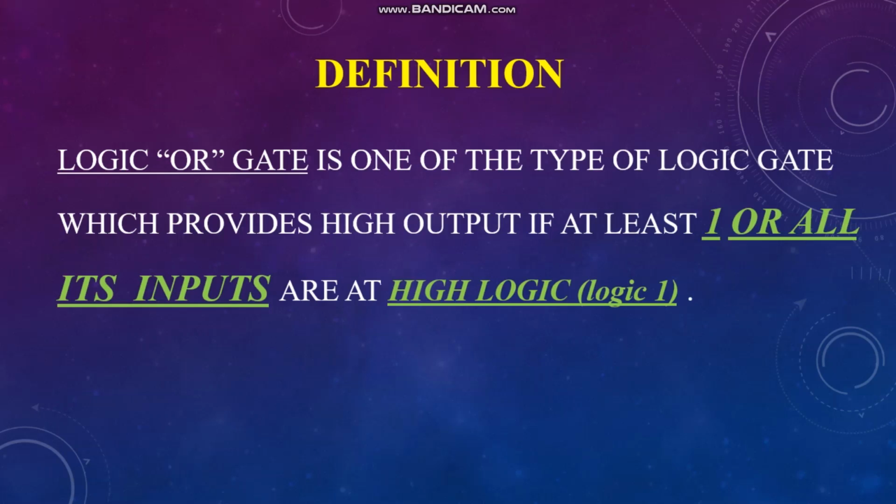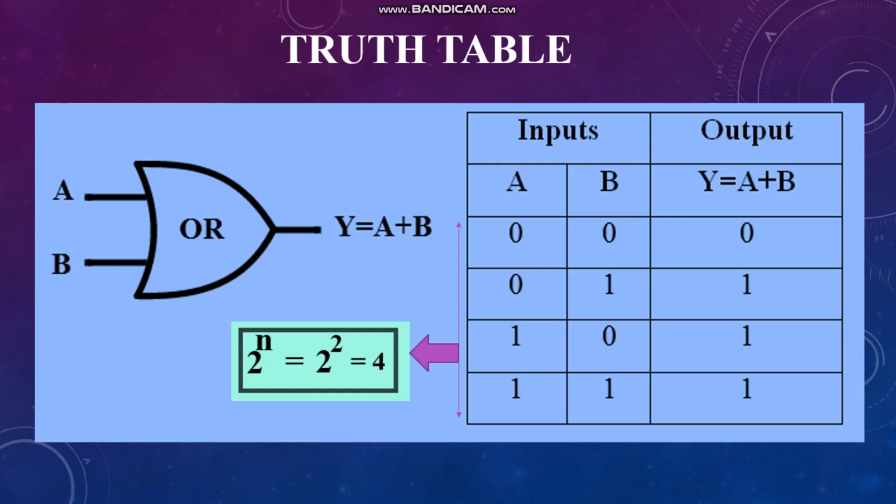Now based on this definition we will form the truth table. What is a truth table? It tells you the relation between input and output in the form of a table, that is called a truth table. Here on the left hand side I have given the symbol of the OR gate with input A and input B. There are two inputs, A and B, and the output, as I already said, is Y equals A plus B.